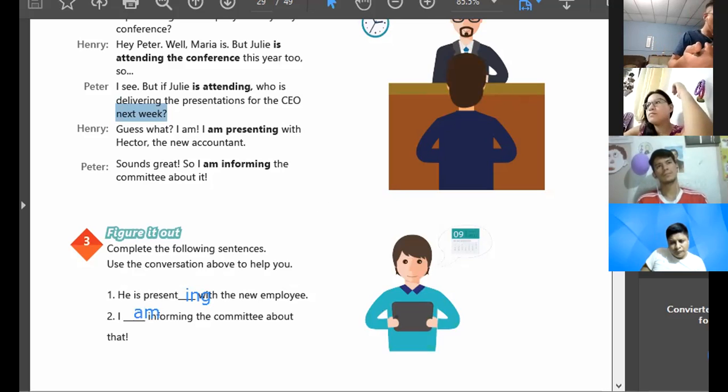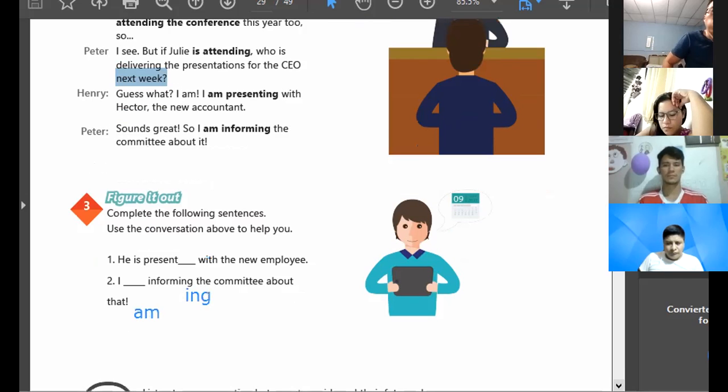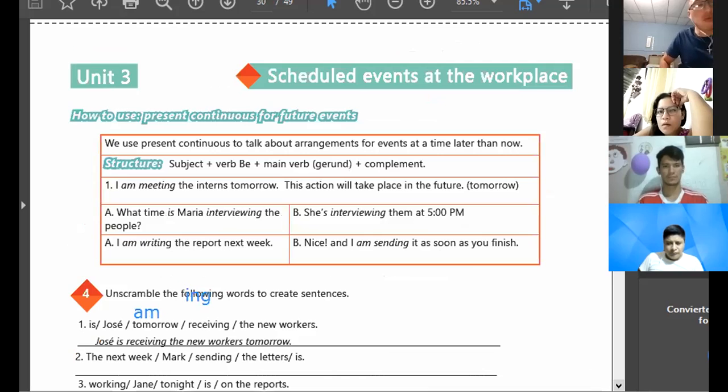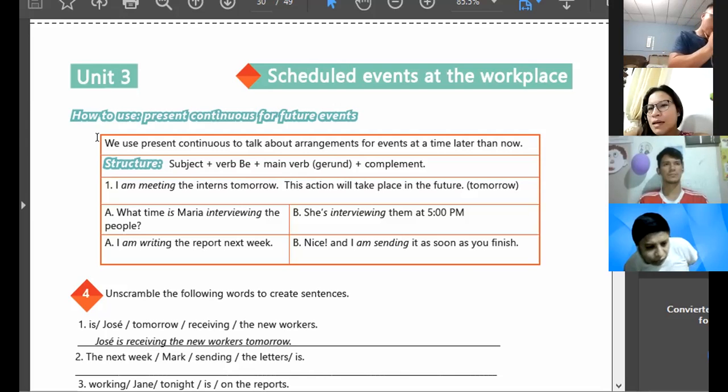If you want to look it up in a book or you want to Google it, you have to write on the search present continuous or present progressive. Okay, but at this moment, let's see in the next page. In the next page, we have the grammar for this structure. Let's read it. Raquel, can you please read the first here? We use present continuous to talk about arrangements for events at a time later than now.